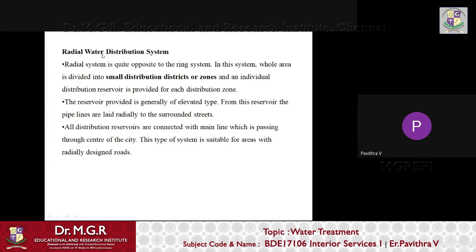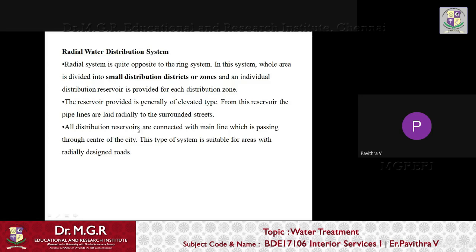So next, this is the last one, that is the radial water distribution system. A radial water distribution system is quite opposite to the ring system. In this system, the whole area is divided into small distribution districts or zones, and an individual distribution reservoir is provided for each distribution zone. The reservoir provided is generally elevated. From this reservoir, the pipelines are laid radially to the surrounding streets.